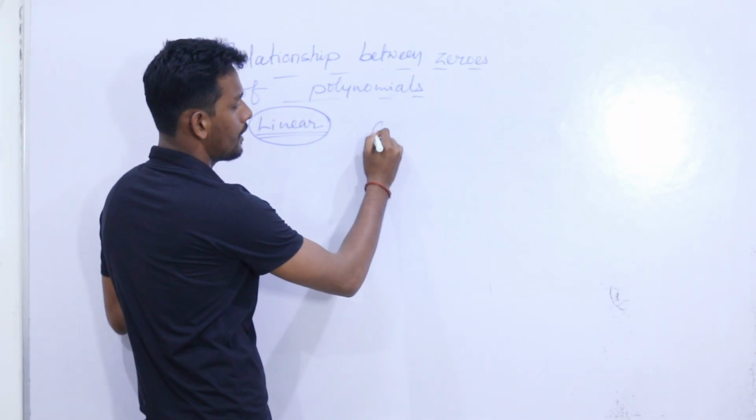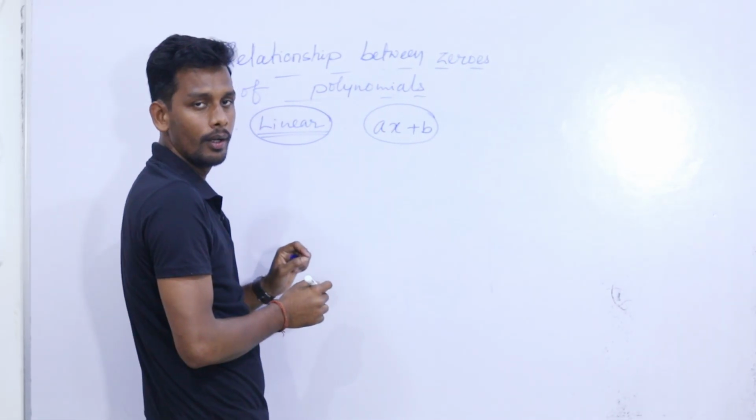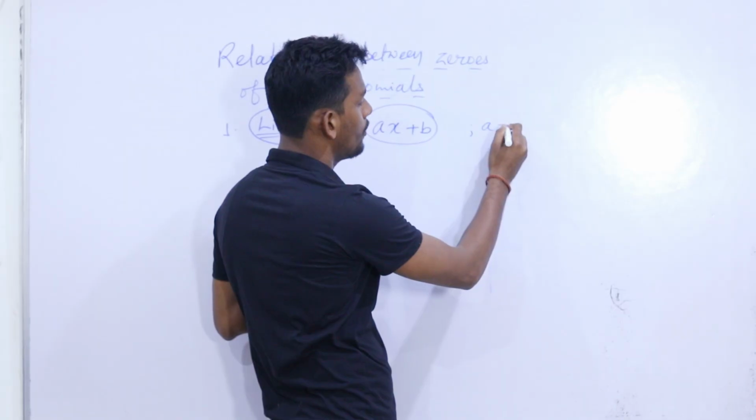Clear? So suppose this is a linear polynomial. ax plus b is a linear polynomial. So the condition here is that a cannot be 0.